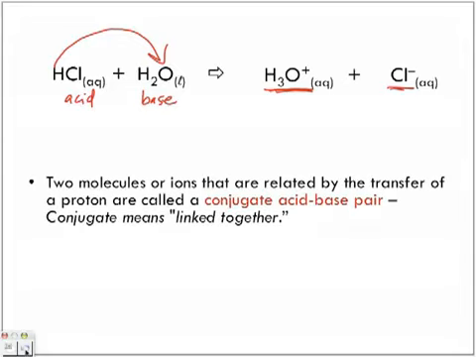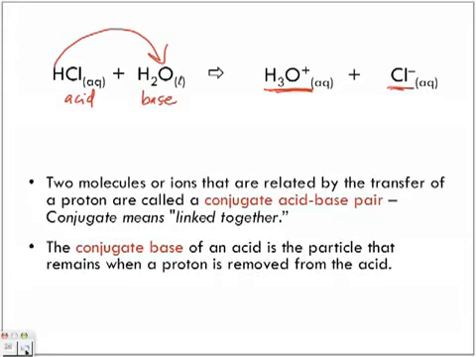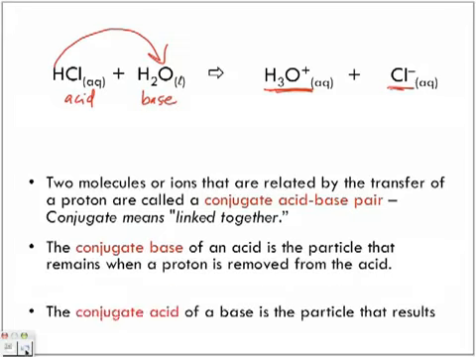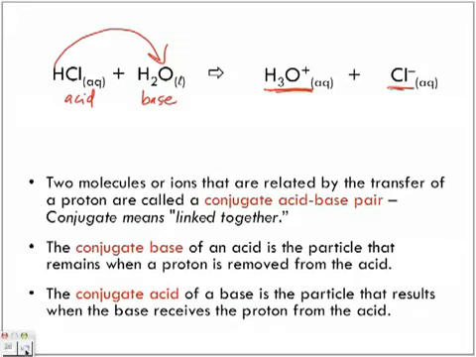Two molecules or ions that are related by the transfer of protons are called conjugate acid-base pairs. Conjugate meaning they're linked together. So we have something called a conjugate base, a new term that we need to know. The conjugate base of an acid is a particle which remains when a proton is removed from the acid. A conjugate acid of a base is a particle that results when the base receives the proton from the acid.